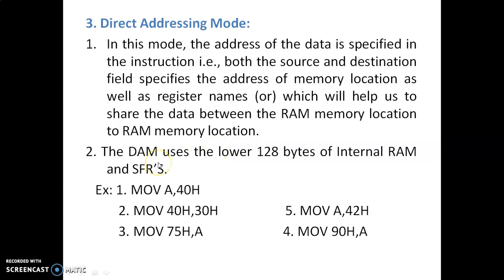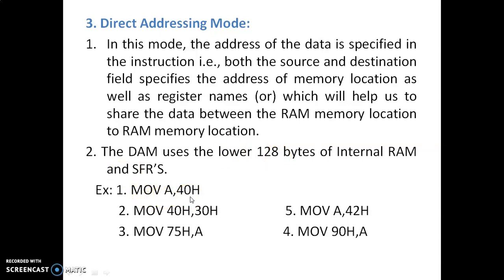So when we are talking about the direct addressing modes, the memory locations can be the complete RAM. How much is the total complete RAM? 256 bytes. So transferring of data can happen in the lower 128 or in the upper 128. That upper 128 we call SFRs and the lower 128 we call the general purpose RAM area. If you take an example here, MOV A, 40H.